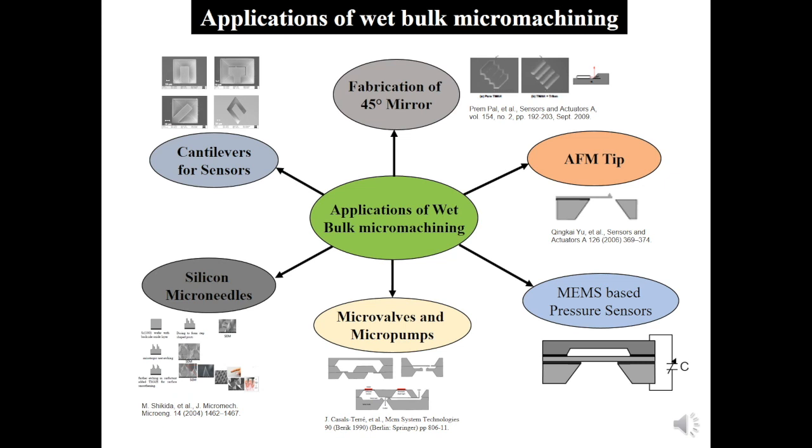And if we talk about the application of wet bulk micro machining, it has many applications. The structure which are fabricated using wet bulk micro machining used for many applications. For example, cantilever beams are used for sensing application, 45-degree mirror for optical application, cantilever beam with a tip is used as a AFM tip, diaphragm used for capacitive pressure sensor, and micro wall and micro pump, and wet etching and isotropic etching is used to fabricate microneedles for biomedical applications.